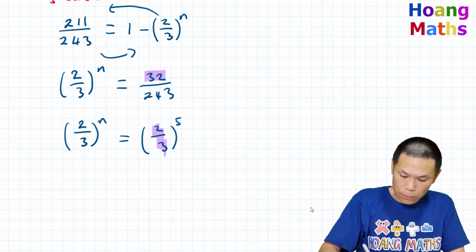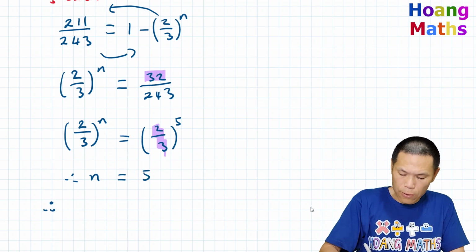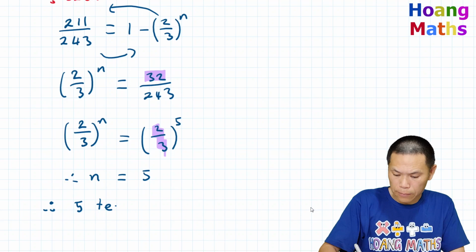So therefore, n is equal to 5. So therefore, 5 terms.